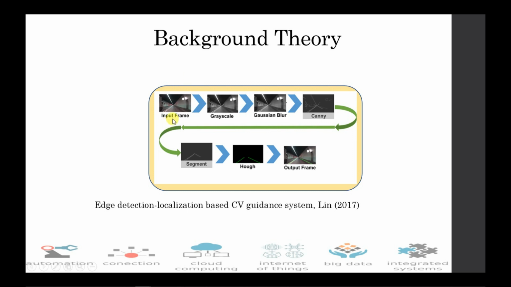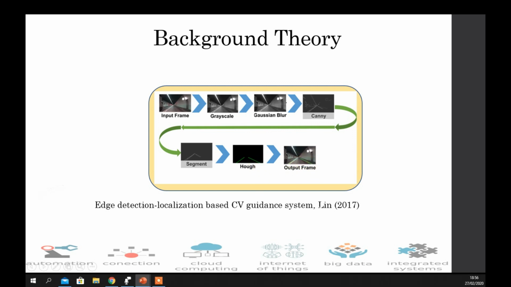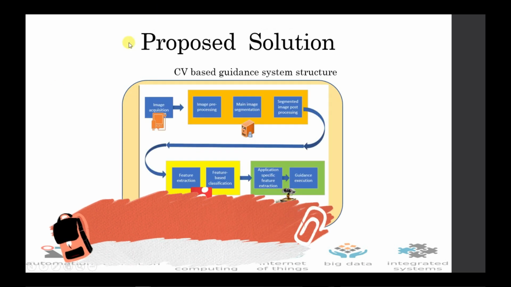So it starts with the input frame in grayscale. Then the grayscale image is Gaussian blurred. After that, Canny edge detection happens. Then object segmentation and Hough transformation, and the output frame has the desired feature marked for the robot to analyze that feature.